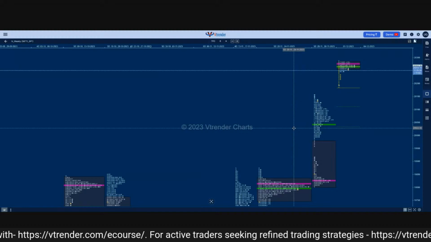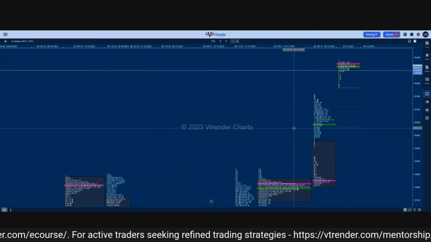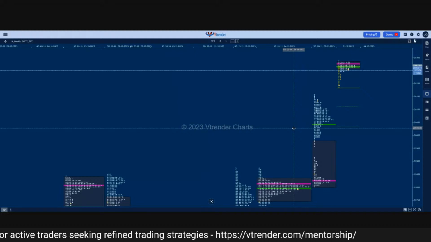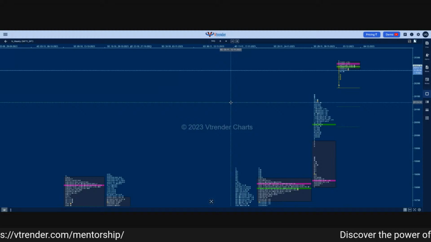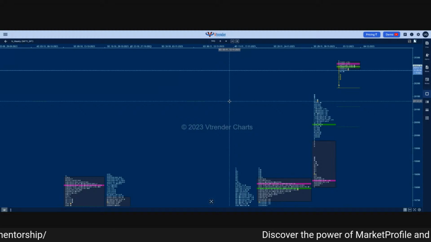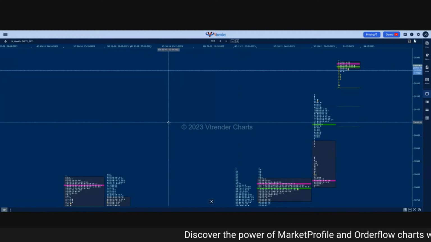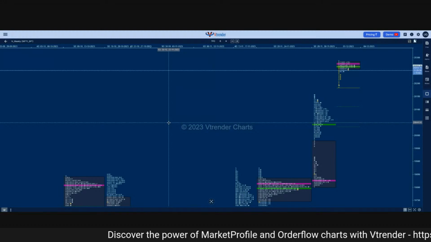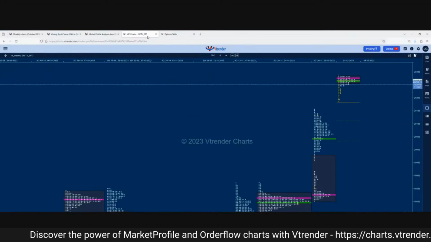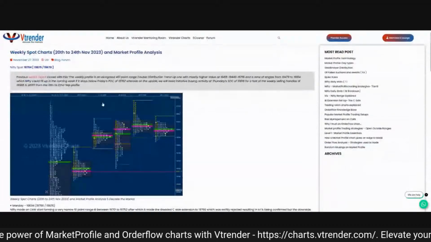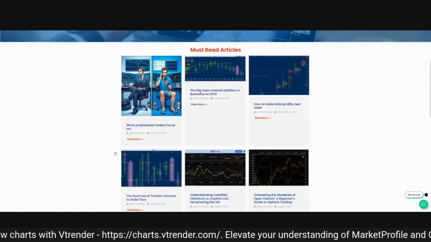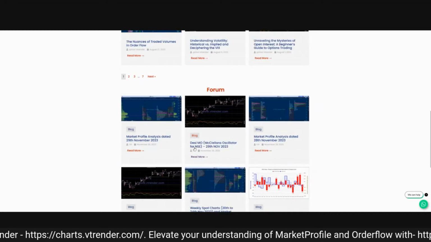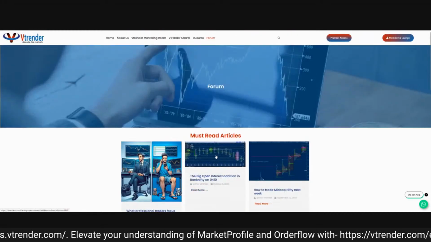These three important references will be carried forward, and all of what I have spoken now would be mentioned in the monthly report, which I'll publish over this weekend. That report is there for everyone to see on the website under the forum section. In case you want to explore more, you can go to the website of VTrender and go to the forum section, and you can see the articles. These are the articles in the forum section.